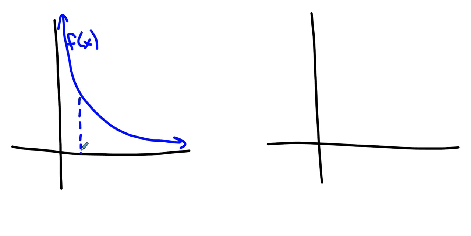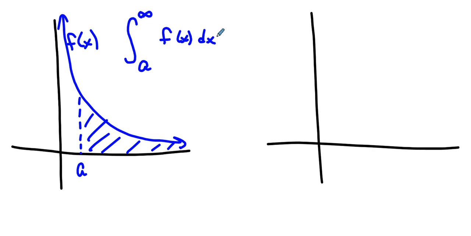One of them, so let's pretend that you have some function, maybe it looks like this, and you want to know the area from this number a all the way forever. So you would write the integral from a to infinity of f of x dx. If one of your limits is infinity, then the integral is improper. But that's not the only way for the integral to be improper.